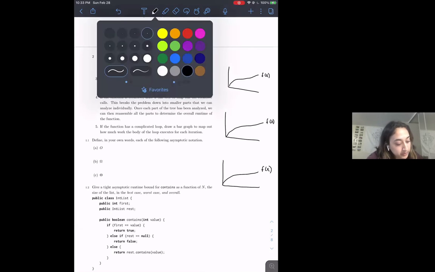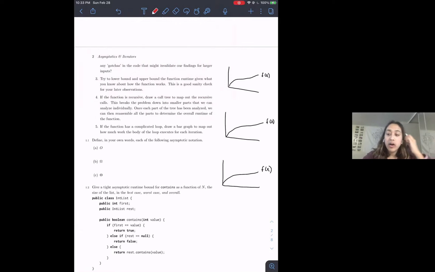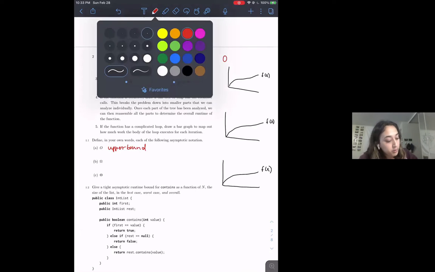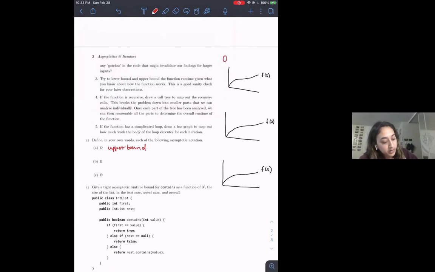Awesome. So if we go back to this question of defining each of the following asymptotic notations, first let's start with big O. For big O, this is going to be an upper bound on your runtime. I've drawn out 3 graphs on the right here. If we say that this first one is going to be big O, and this is your function f of x, a big O bound will look like this, where it is an upper bound on the runtime of your function. And so f of x will never exceed the runtime of your big O bound.